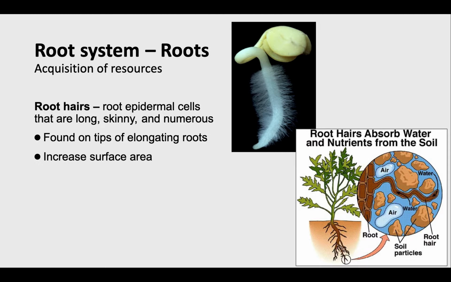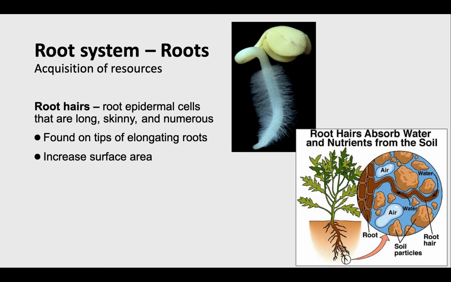All right, so the second thing that roots do is acquire resources. One adaptation we can find on roots are root hairs. If we look at this seedling here, it looks kind of fuzzy. Sometimes if you grow seeds and you're not sure what you're looking at, you might mistake this for some sort of mold growth. They're really thin, slender hairs that grow off of this main primary root, and the purpose of this is to increase surface area.